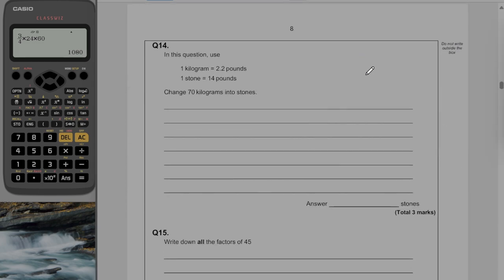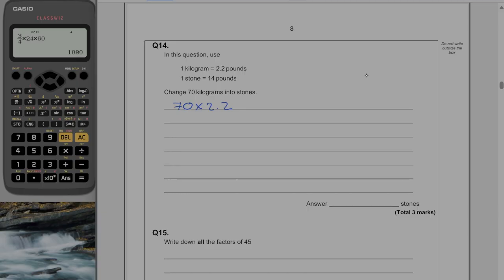Okay, question 14. Use 1 kilogram is equal to 2.2 pounds and 1 stone is equal to 14 pounds to change 70 kilograms into stone. Right, okay, so I'm going to start by converting kilograms into pounds. Well, no, I need to do 70 times 2.2 to convert that into pounds, and then my conversion to stone would be divide, so I need to divide by 14.